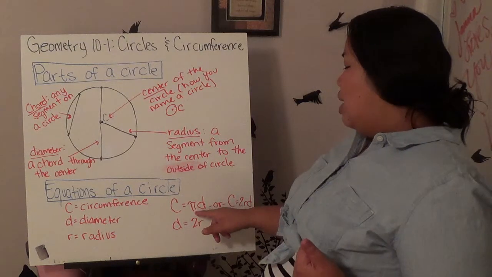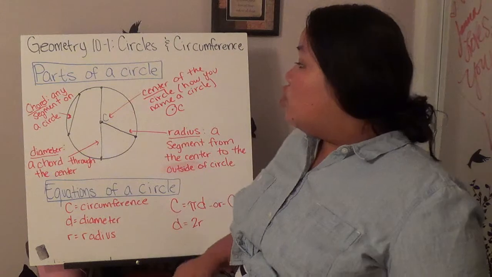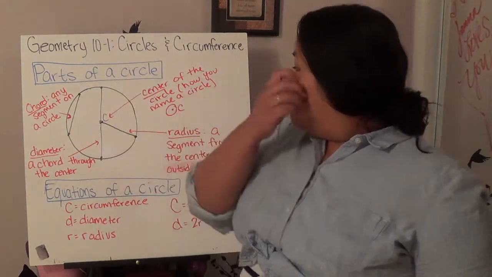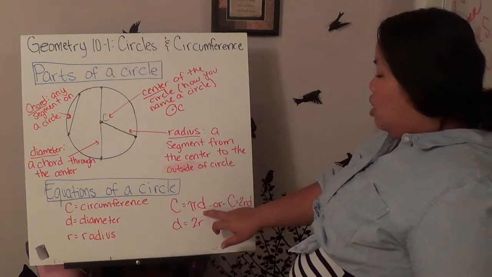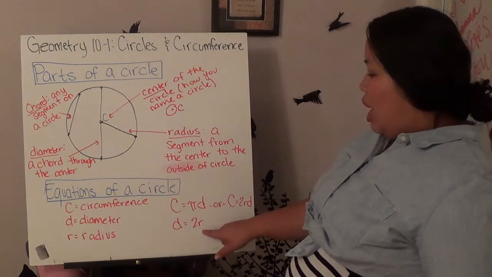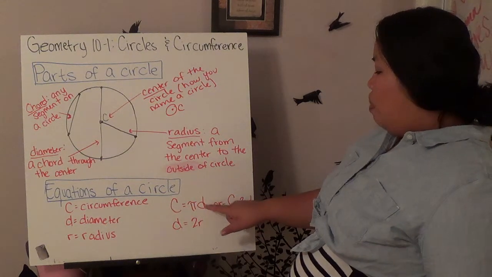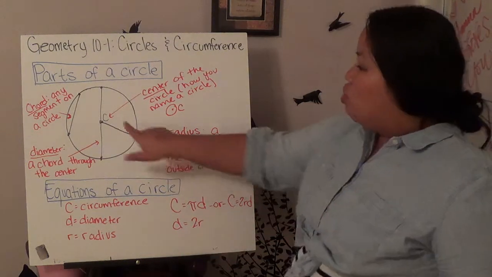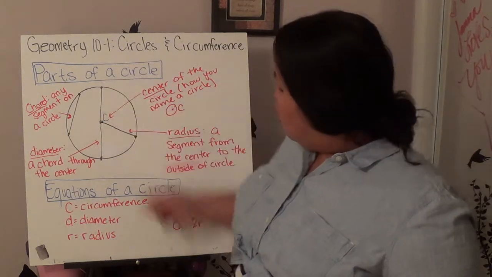Circumference is pi times D. Now, pi is 3.14, and it's the ratio between a circle's diameter and its circumference. So circumference equals pi d. Because the diameter equals 2r, that means 2 radiuses. If you take this radius, it would equal this, so 2 radiuses equals the diameter.